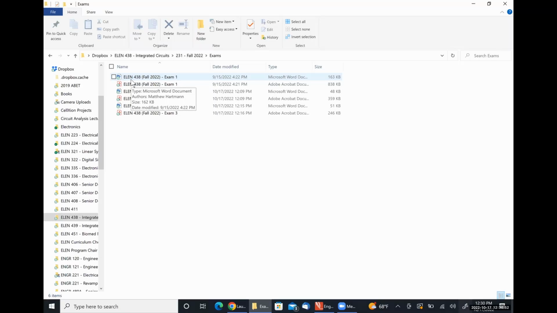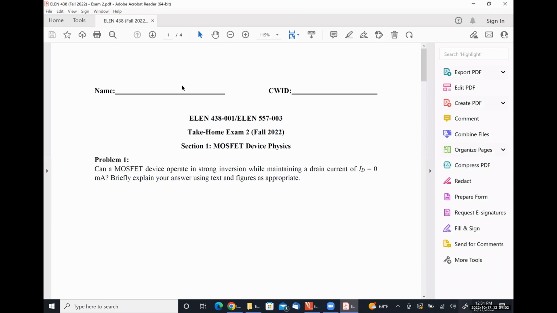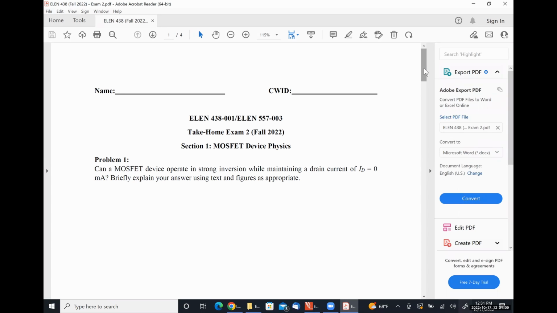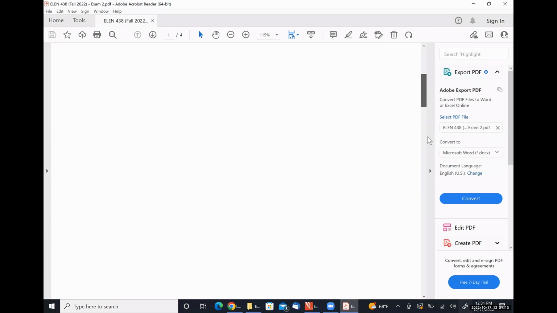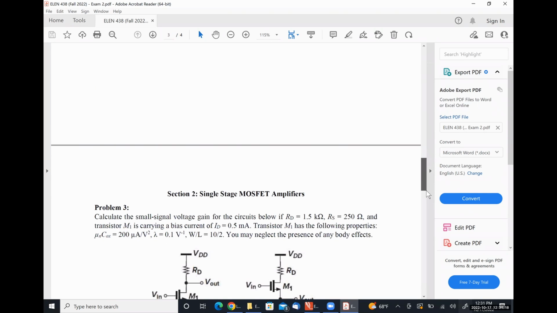All right, so I have not yet uploaded these to Moodle. I will do that after we finish up here, but I have written out your next two exams. The one over MOSFET physics and single stage amplifiers is a whopping 4 problems. 2 problems having to deal with the device physics, and then 2 problems having to deal with single stage amplifiers.